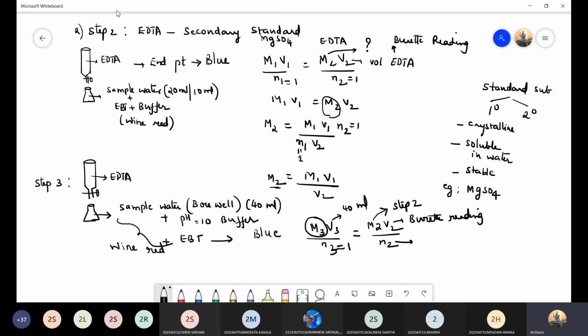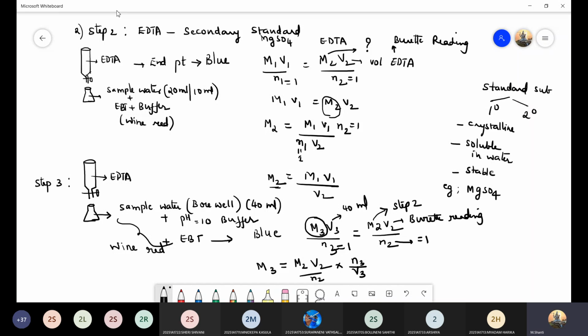N2 is again equal to 1. So substituting all these things, can I get the M3 value? Yes. Once the M3 value is known, I'll give the final equation: M3 equals M2 V2 by N2 into N3 by V3. So this is the final equation to calculate M3.